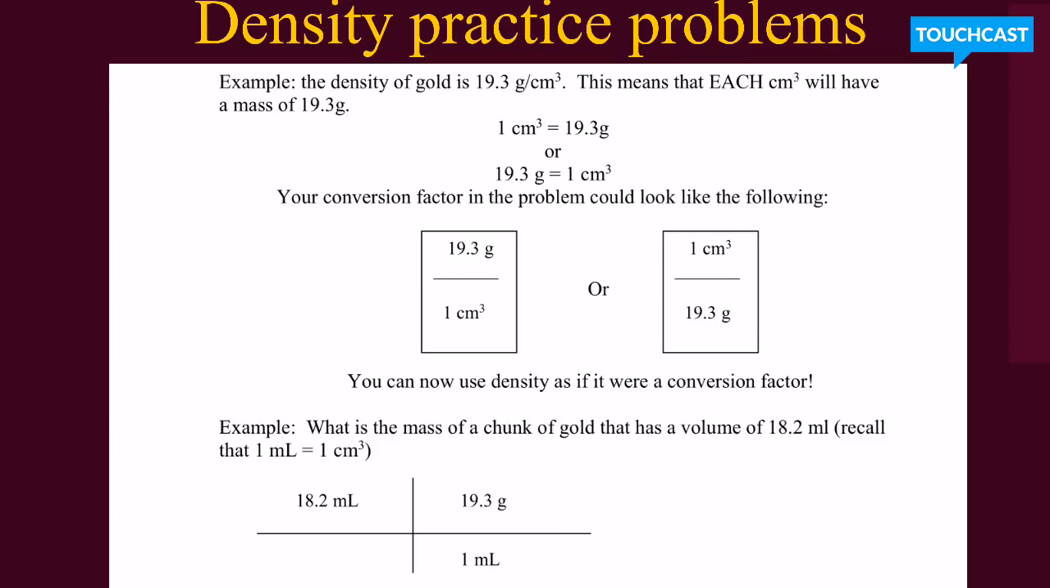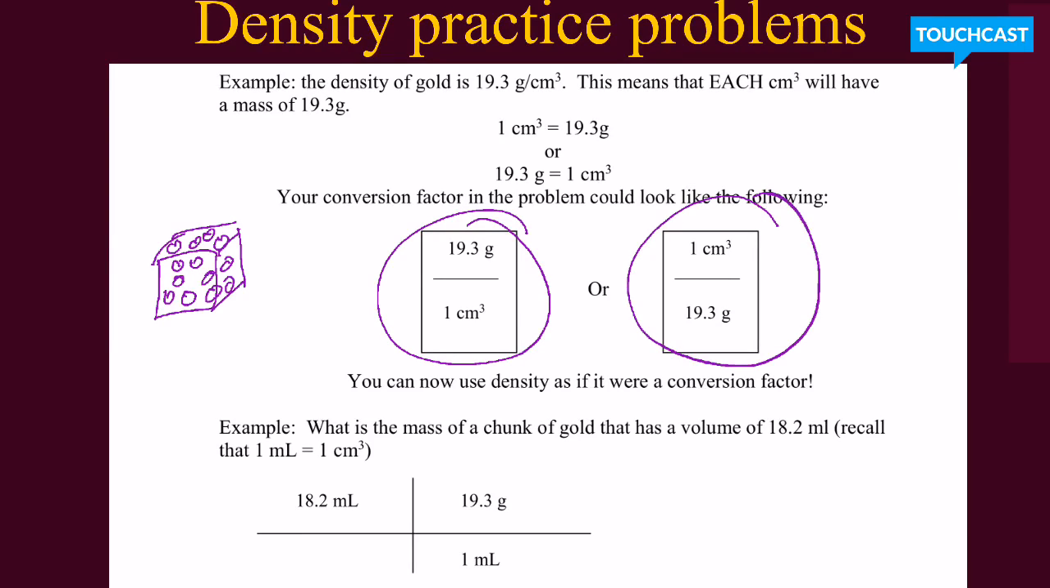So here is an example. We have density of gold, and the density of gold is 19.3 grams per centimeter cubed. So basically what this means is that if I were to have exactly 1 centimeter cubed, a little cube that's 1 centimeter, packed inside of here, there would be 19.3 grams of matter stuffed into that 1 centimeter cubed. So when you set this up, you need to realize that you can set it up as a conversion factor like this, or you can do the reciprocal like this.